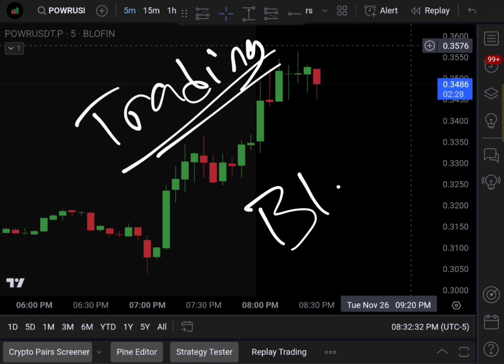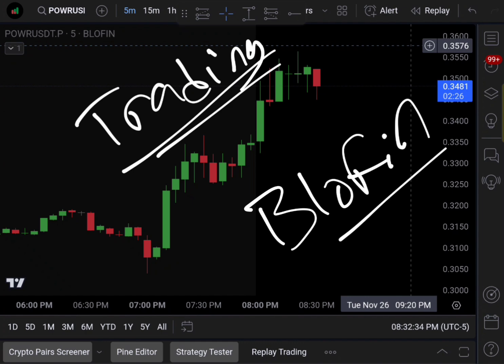And I'm also using Blowfin. So Blowfin is just a platform. It's a decentralized meme coin platform, and you can trade Bitcoin and Ethereum and everything, pretty much anything coin related. So I'm using these two combinations right here. Blowfin is good to trade with. That's for the execution part of it.